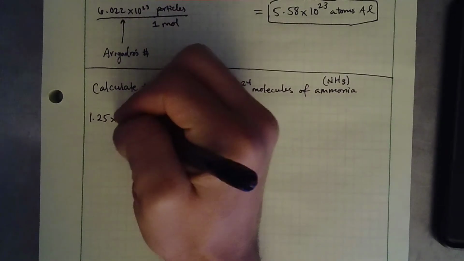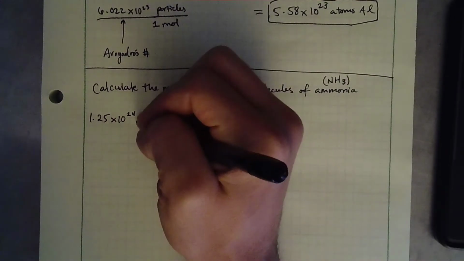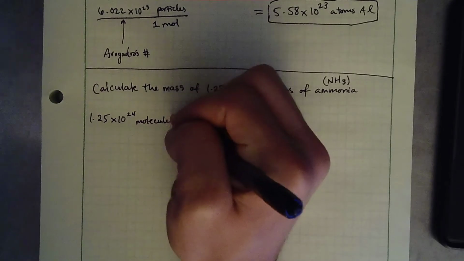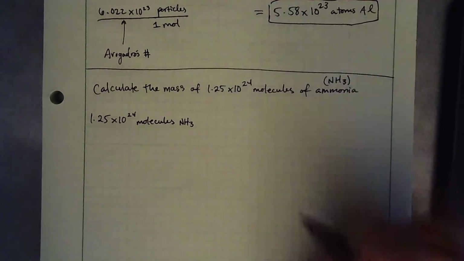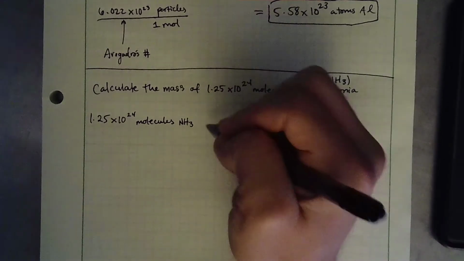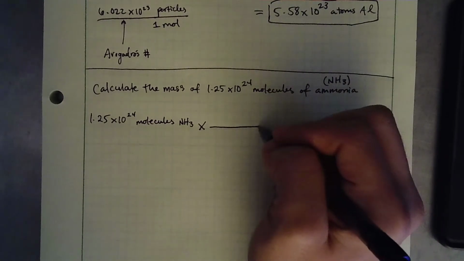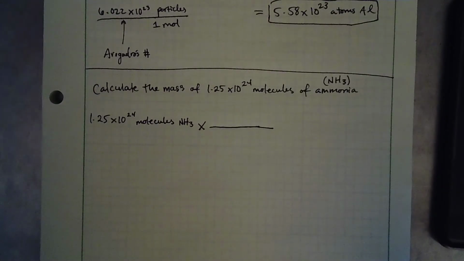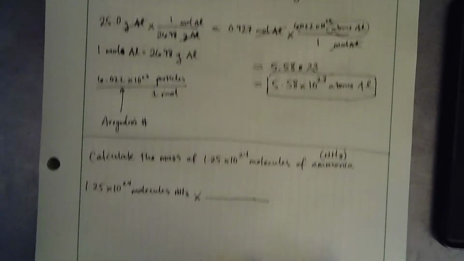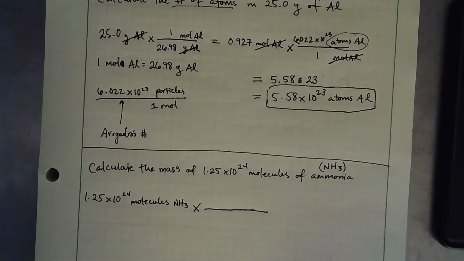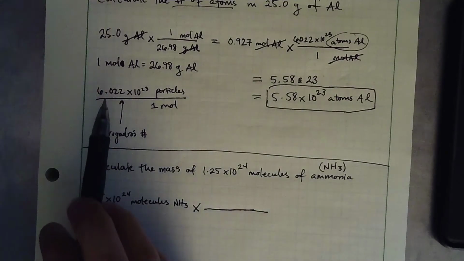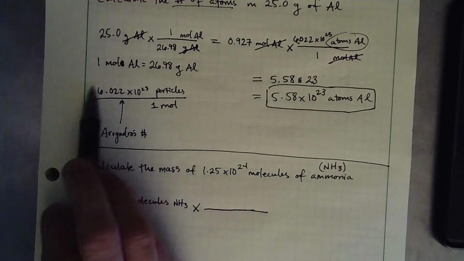1.25 times 10 to the 24th molecules of NH3. That's my starting number. I need to figure out how many moles that is. Think of this as, I've got 1,000,000 donuts. How many dozen donuts is that? In that situation, you would just divide by 12. Well, in this situation, since we're talking about atoms, particles and molecules, we're going to divide by Avogadro's number. We're not going to divide by 12, but by this big number.